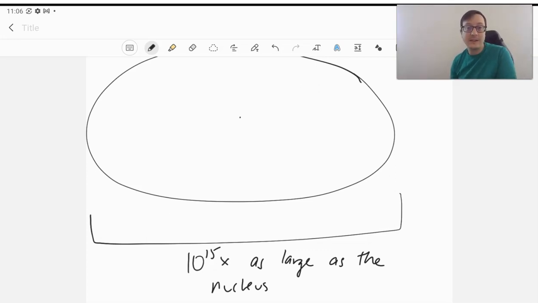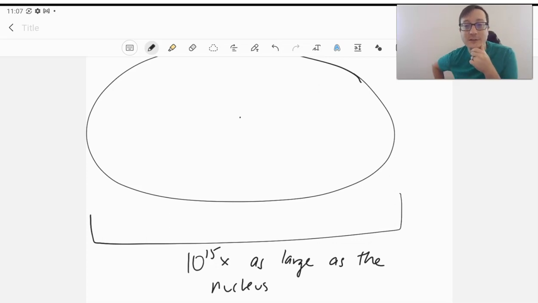If the nucleus is spherical, it's got a particular diameter, and the entire atom is 10 to the 15th power as large as that nucleus. The radius of the atom, or the diameter we can say, is 10 to the 15th as large as the diameter of the nucleus. And 10 to the 15th, so let's see, that's quadrillion.